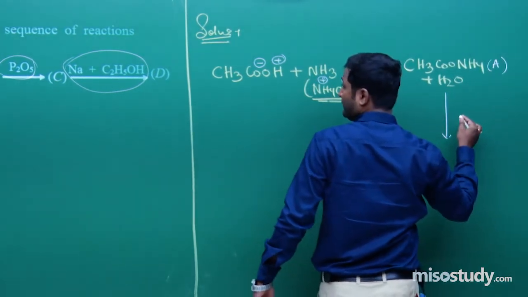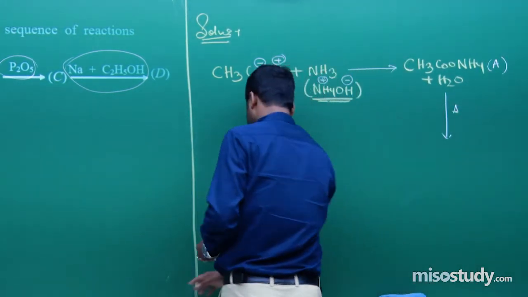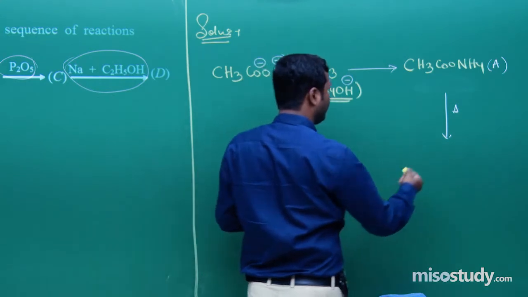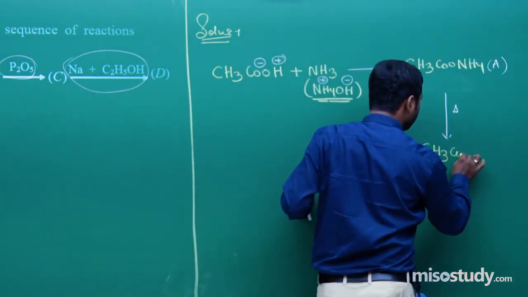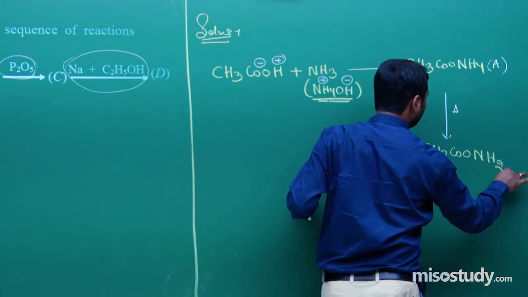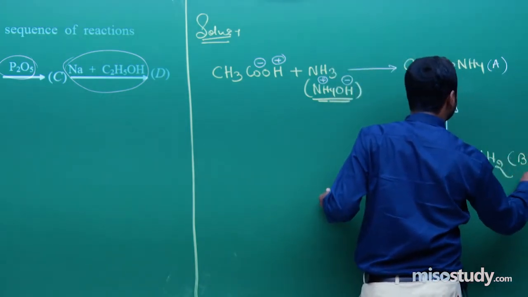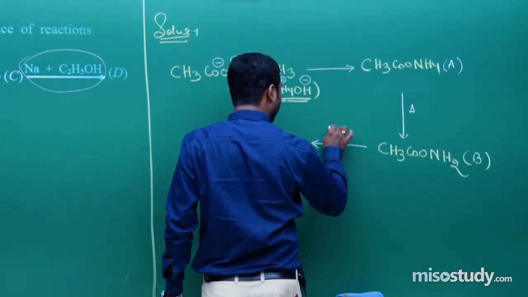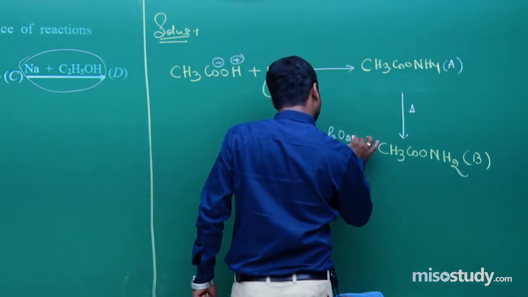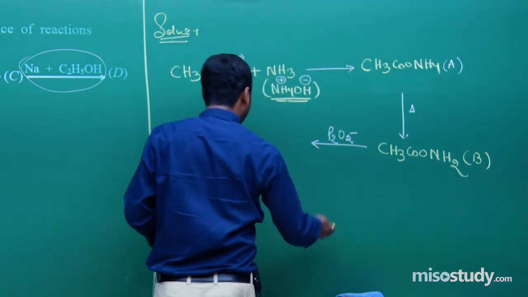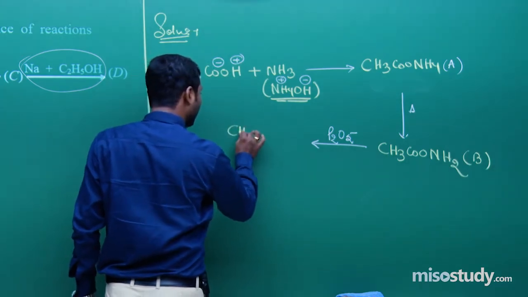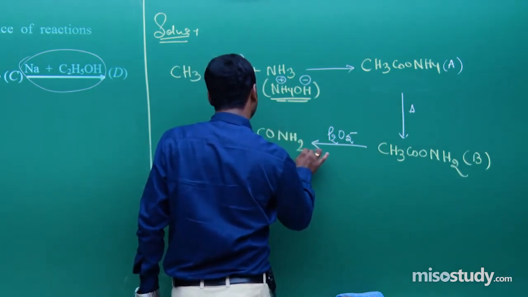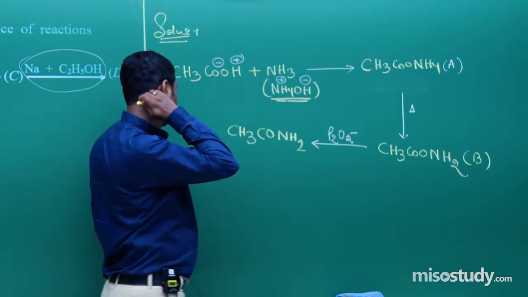Now on treatment, heat is given, then what will happen? It will form CH3CONH2. This is B. Now on treatment with P2O5, then what will happen? It will give you CH3CN. Clear to you? What I'm giving here?